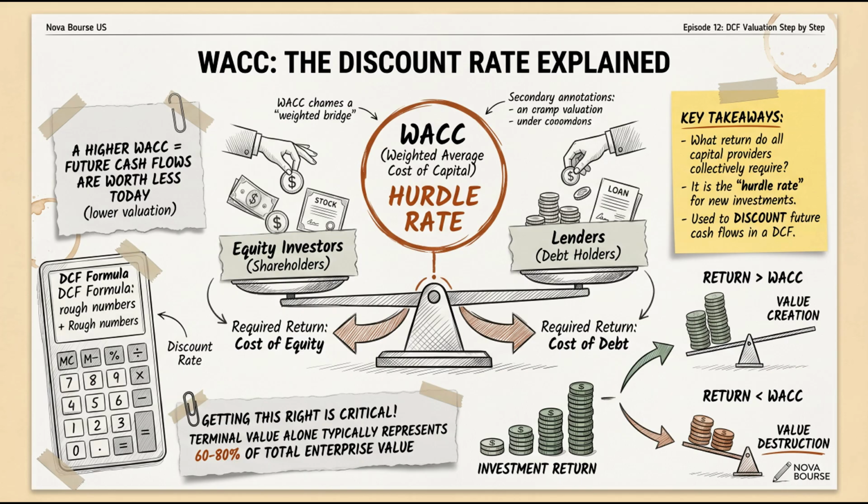In a DCF, the WACC converts future cash flows into today's dollars. A higher WACC makes future cash worth less today, lowering your valuation, while a lower WACC does the opposite. Getting this right is critical because the terminal value alone typically represents 60 to 80% of the total enterprise value.